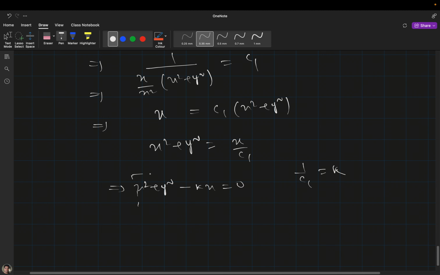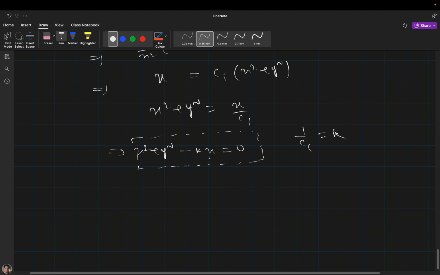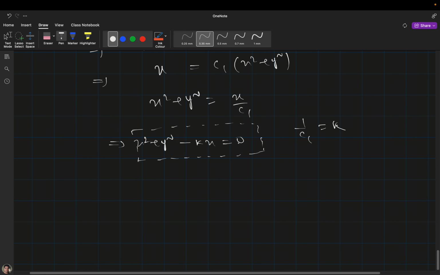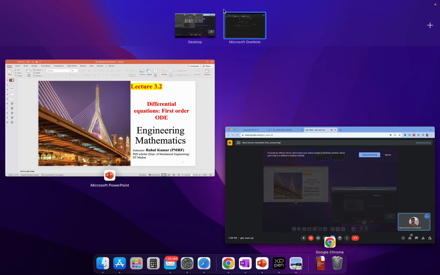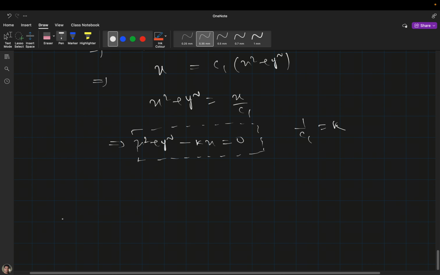Can someone tell me what this equation is? Which curve does this equation represent? Am I audible? Hello? Am I audible or not?